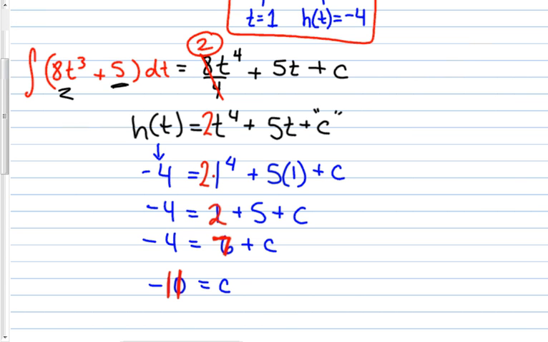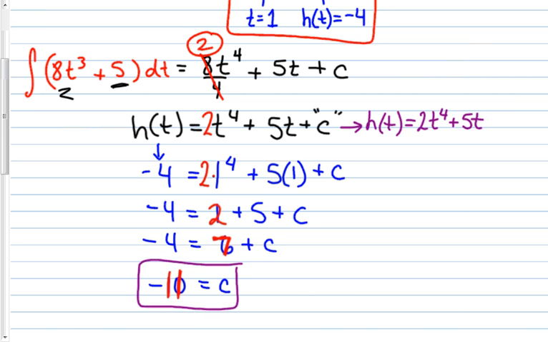So my original function, my h of t, and I'll do it in purple. My h of t was 2t to the fourth plus 5t, and we no longer have to leave c because we know that c was negative 11, minus 11. And here is my general solution.